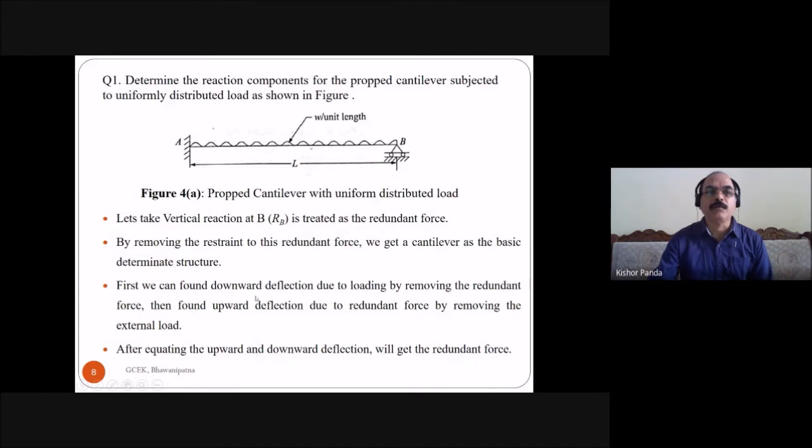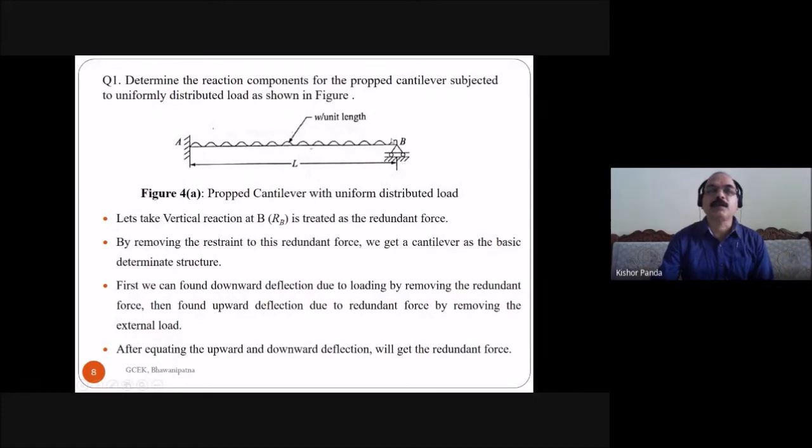First we find the downward deflection due to loading by removing the redundant force, then find the upward deflection due to the redundant force by removing the external load. So first you remove the redundant force, and due to this UDL, you find the downward vertical deflection at B. Then you remove the uniformly distributed load, the load you have on the beam, and due to the redundant force, you find the upward deflection.